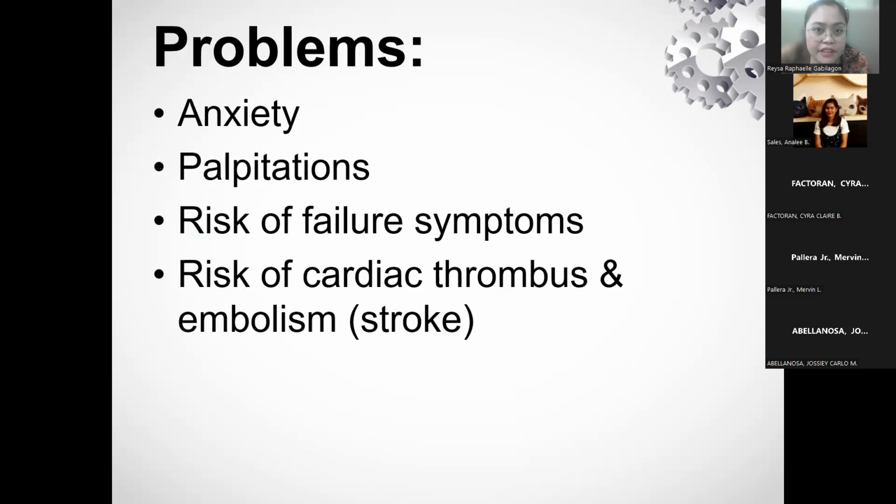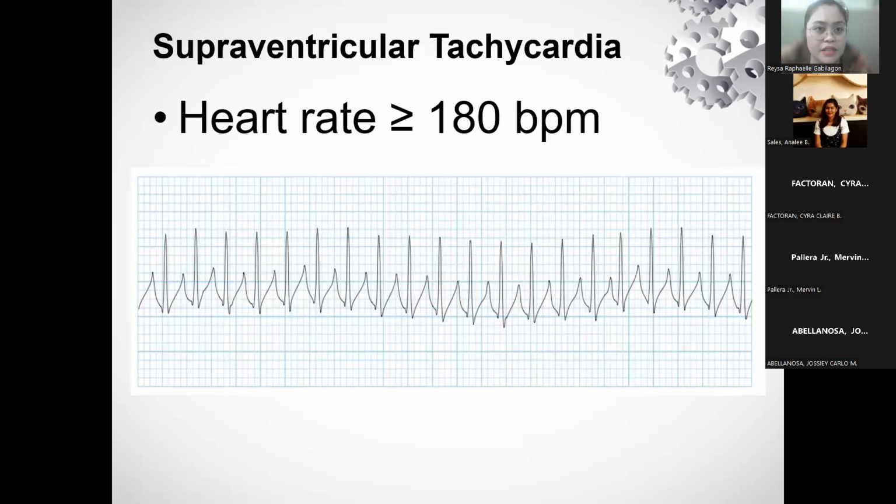Okay, so that is for atrial fibrillation. How about supraventricular tachycardia? By the way, if you hear the word supraventricular, we are still talking about the atrium here. Hindi ito ventricles. We have four chambers of the heart, the right and the left atria and the right and the left ventricles. But if you hear the word supraventricular, that is referring to the atrium. So this is on the atrial side, and there is tachycardia.